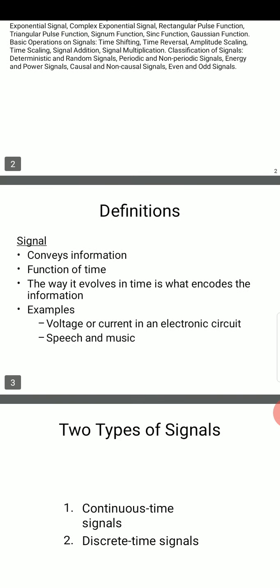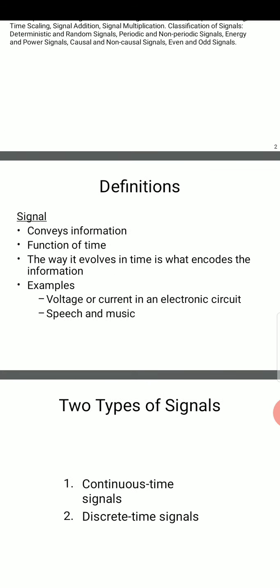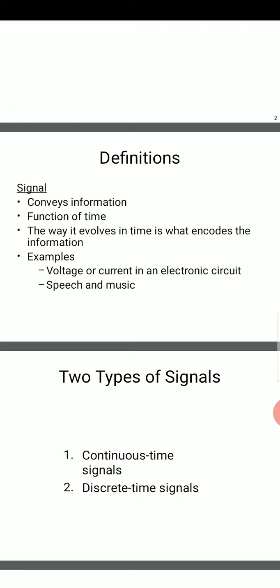Examples are voltage and current in an electronic circuit, speech and music. The range of an audio signal is 20 Hz to 20 kilohertz. The range of a voice signal is 300 hertz to 3.5 kilohertz. There are two types of signal: the continuous time signal and the discrete time signal.